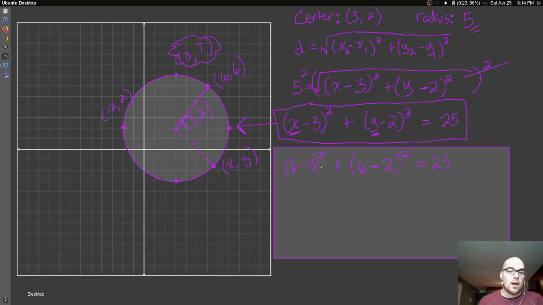And let's double check that. Well, 6 minus 3 is 3 squared plus 6 minus 2 is 4 squared. And if you're already ahead of me, you see 9 plus 16 here. Sure enough, since 25 equals 25, that point, (6, 6), makes this equation true, which means that point is on the circle. I know for a fact it is on that circle.